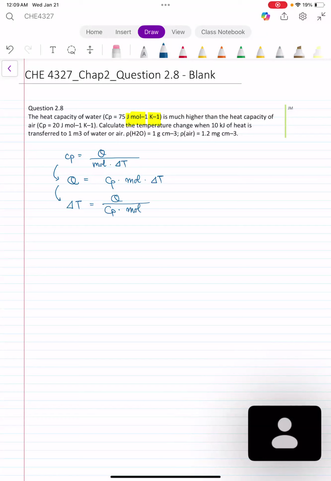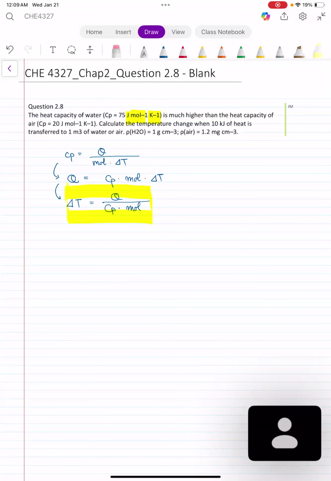Here in this question, it's asking about what is delta T. So we better use this form of the equation and try to figure out what these three terms are so that we can compute delta T. Fortunately, we are given the Q, which is 10 kilojoule for both water and air. We are given the two numbers of Cp for water and air, but we are not given the moles of each substance directly. Instead, what we are given is the volume of both substances and the density of both substances.